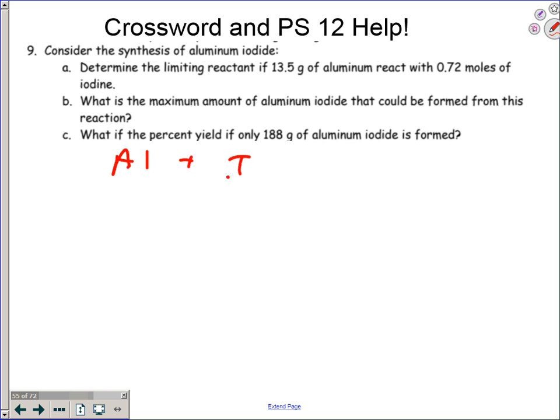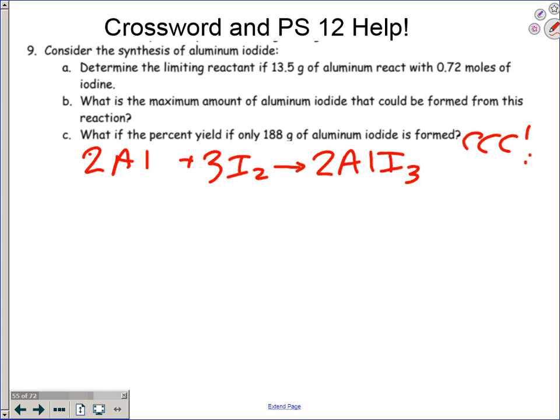Because it's a diatomic molecule, right? Okay. Everybody, what's aluminum iodide? Whoever's with me here. AlI3, because you crisscross charges. Remember that, okay? Zane, can you balance this for me? A 3 here and a 2 here.